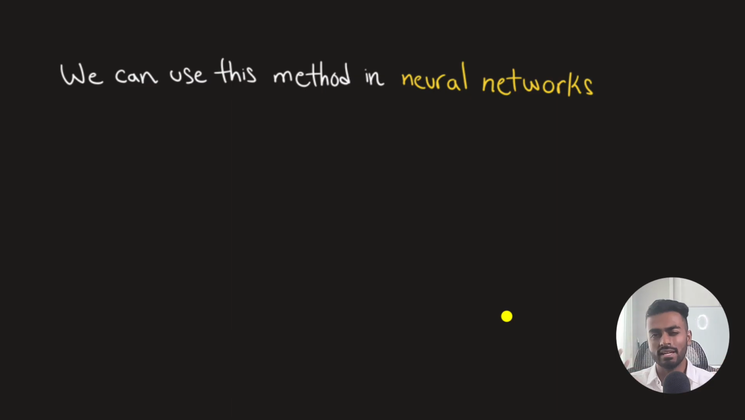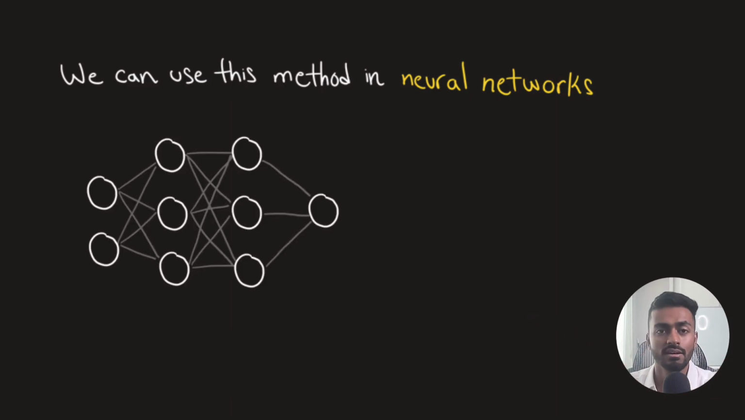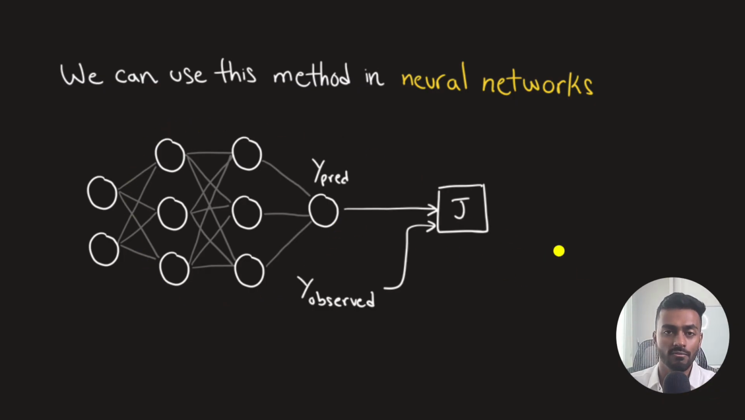Now, I guess you can see how you can use this method in neural networks. Let's say that we have our neural network over here, where we have the prediction coming as the output of the neural network. Then we compare it to the observed value in order to generate our cost J. And you can see now from the reverse end, we can start with the partial derivative of J with respect to J. It's just 1. But we can then compute the partial derivative of J with respect to y pred.